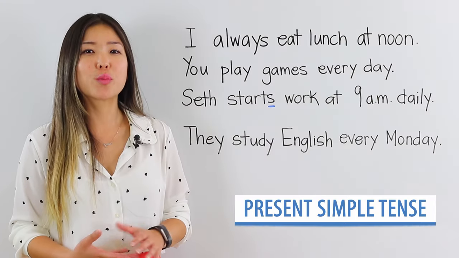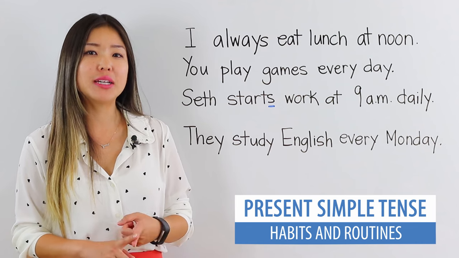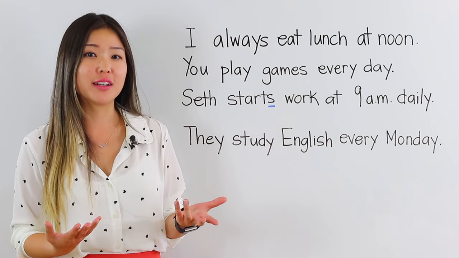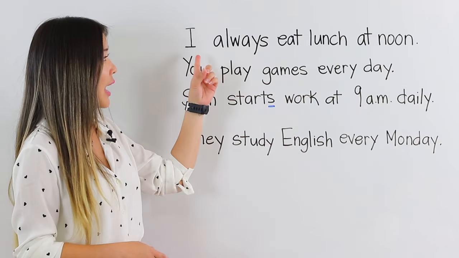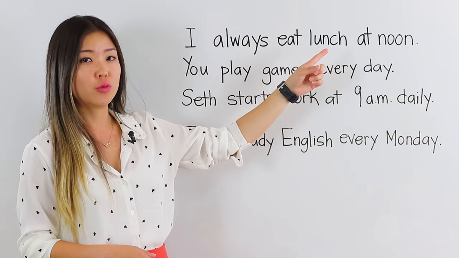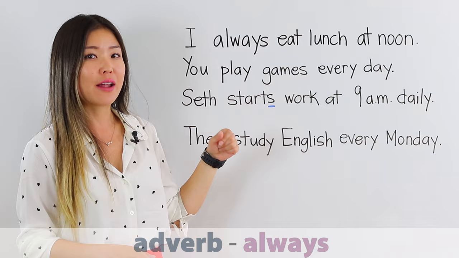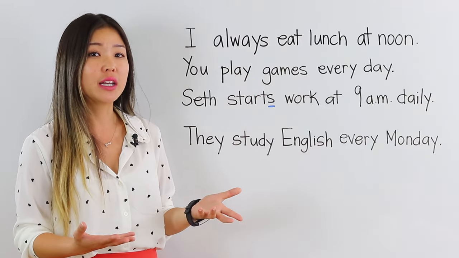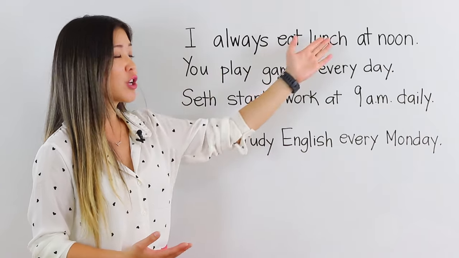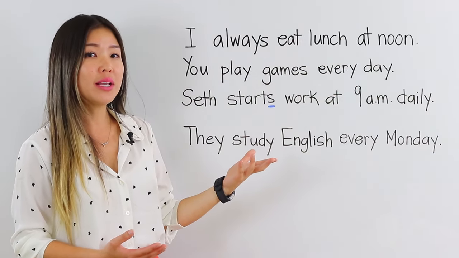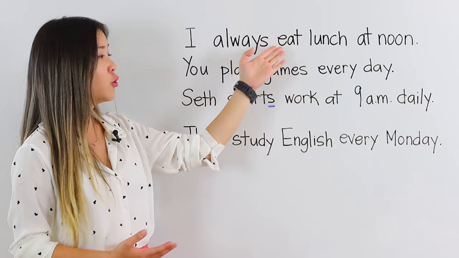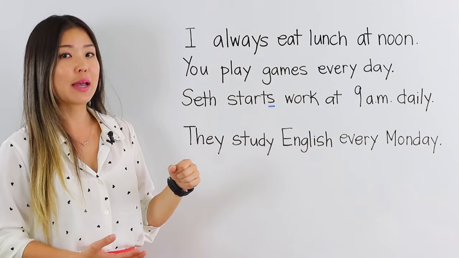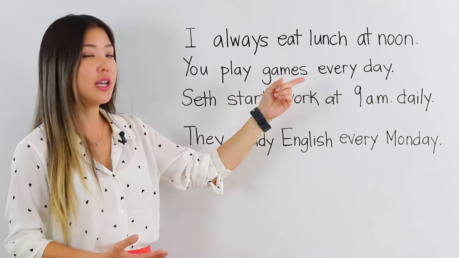We also use the present simple tense to talk about habits and routines, so things and actions that happen regularly. Let's look at the examples. I always eat lunch at noon. You'll notice I use the adverb always because I'm talking about something that I do regularly. What is that? Eat lunch at noon. So I use the present simple tense. And here I use the verb eat. I eat.